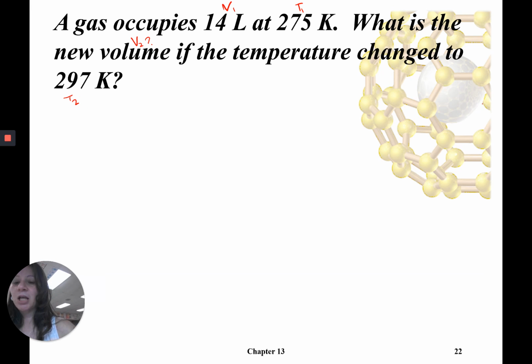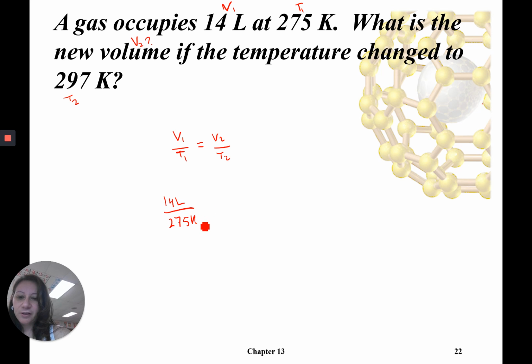And this is T2. So you're going to say, oh, this is Charles' law of volume and temperature, so it's a direct relationship. V1 over T1 equals V2 over T2. V1 is 14 liters, T1 is 275 Kelvin, V2 is what we're solving for, and T2 is 297 Kelvin. To solve for V2, you're going to cross multiply: 14 times 297 over 275. For temperature, you have to use kelvins. For volume, you can use whatever units, but V1 and V2 have to be the same units.